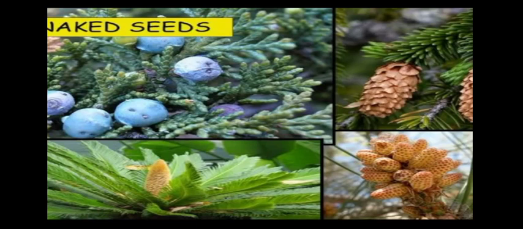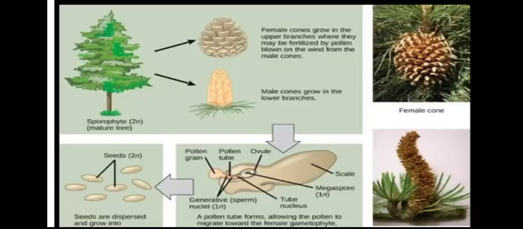Gymnosperms originated during the late Paleozoic era and were widely distributed in the Mesozoic era. So the Mesozoic era is known as the golden period of gymnosperms. These gymnosperms are found in both tropical and temperate regions. Some are found in the Arctic region. In India, they are distributed in hilly areas.